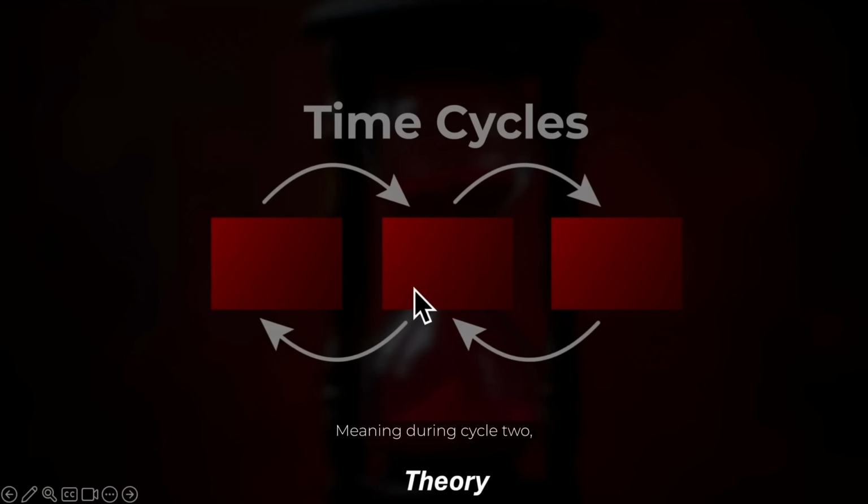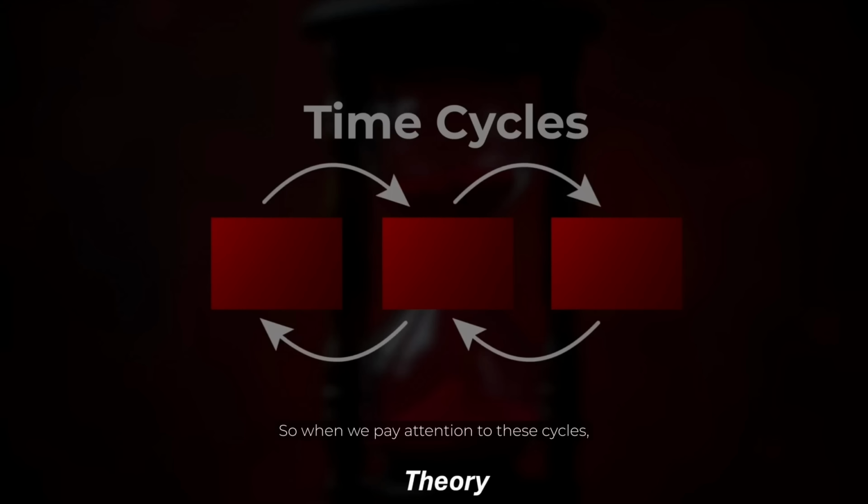Meaning during cycle 2, we refer back to cycle 1's delivery to monitor where the previous cycle high and low formed. And the same, of course, applies to cycle 3 relative to cycle 2. The reason why we pay attention to how the previous cycle delivered is because based upon how the previous cycle delivered, we can anticipate how the current and next cycle are likely going to deliver. So when we pay attention to these cycles, they provide you with an objective roadmap that can guide you throughout navigating the financial markets.